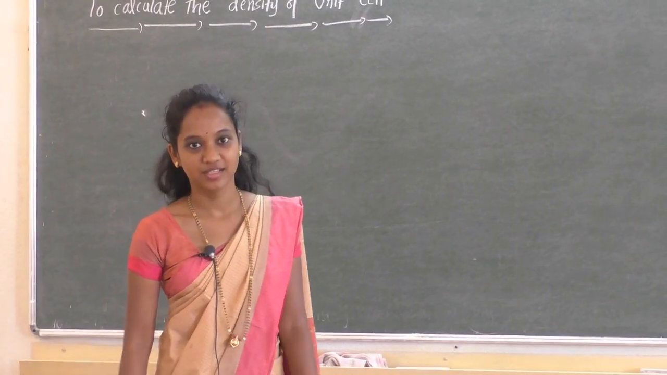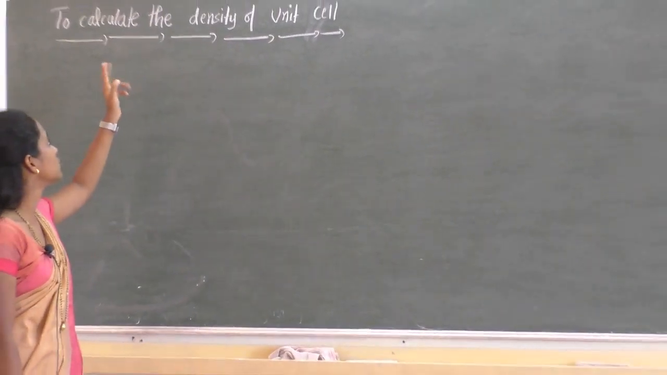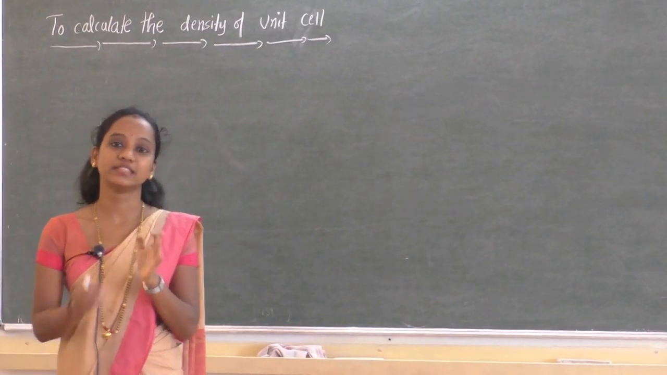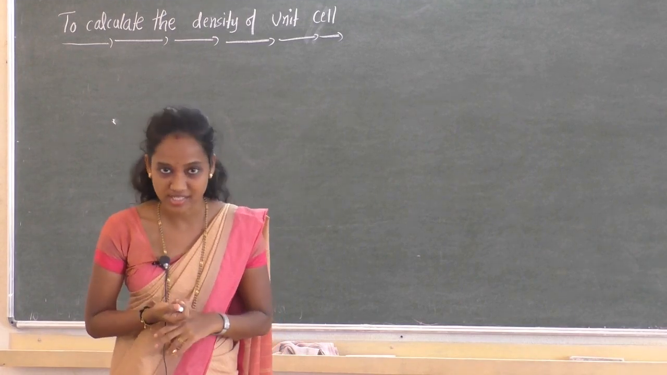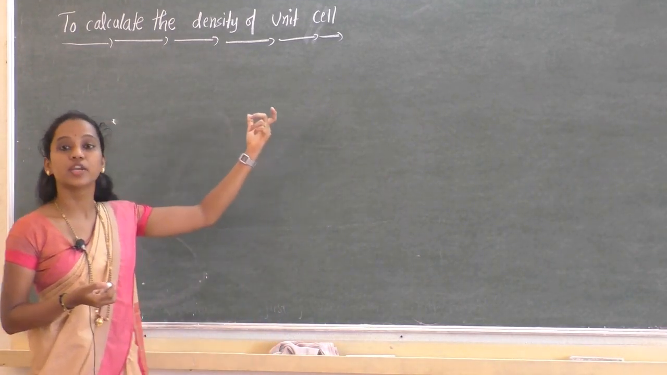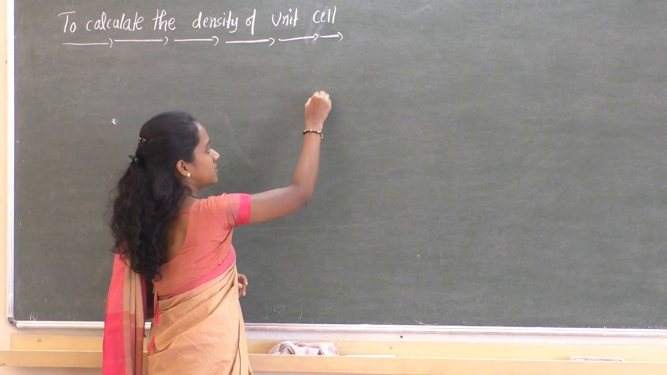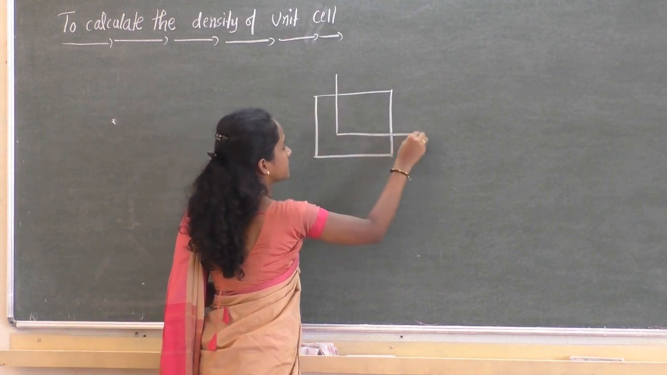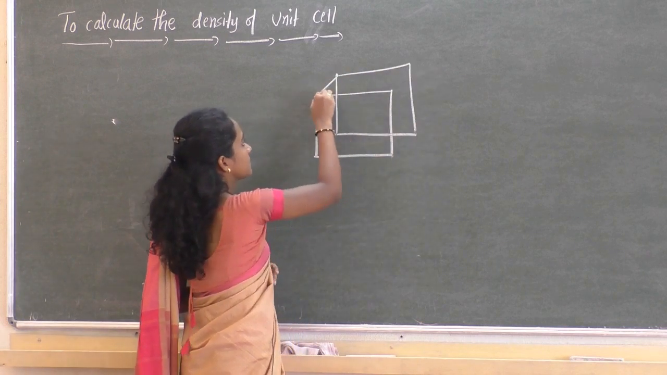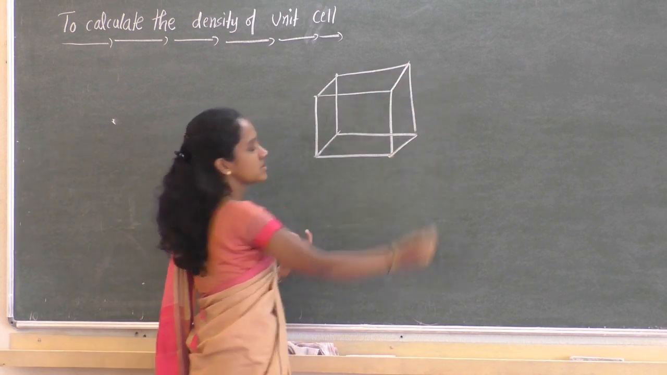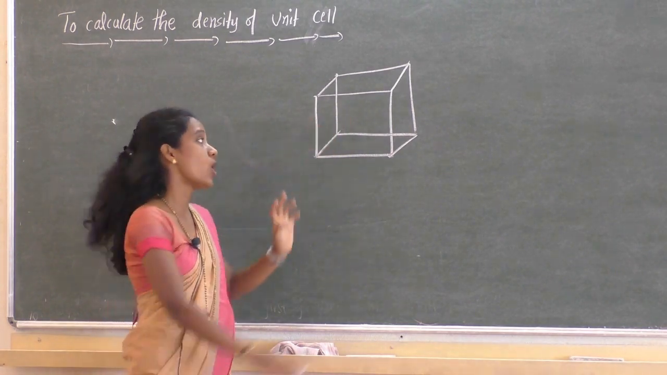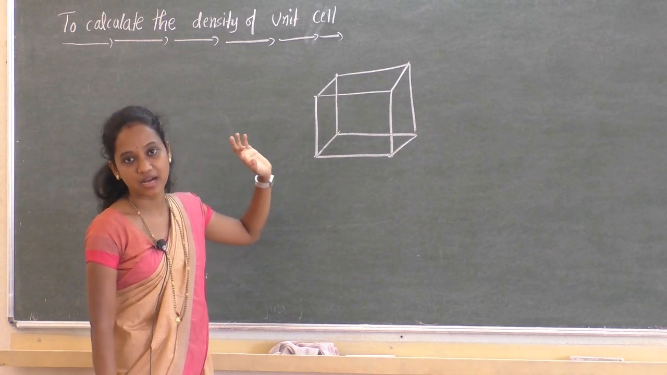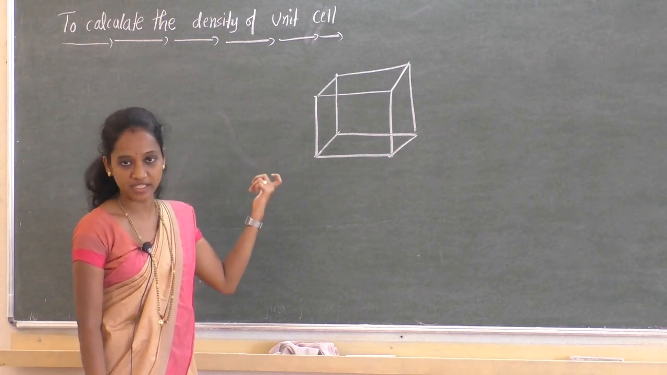Welcome to all. So today's topic is to calculate the density of a unit cell. So how to calculate the density of any unit cell? I'll consider here a cubic unit cell. This is a cubic unit cell where all the three sides are equal, and also the angles alpha, beta, gamma are equal to 90 degrees.